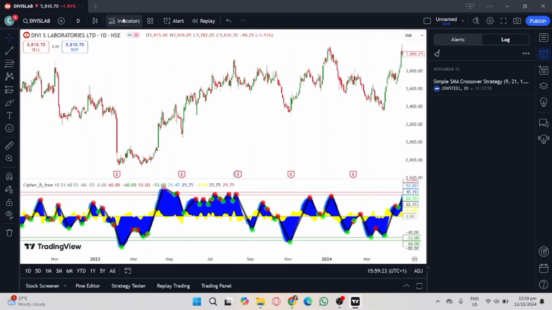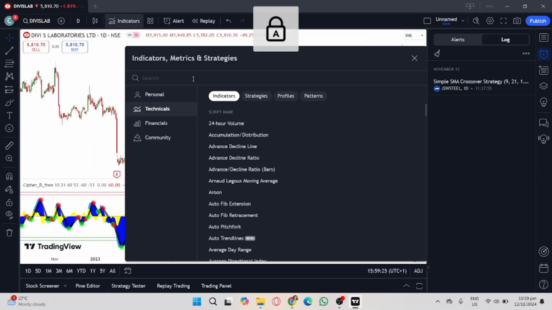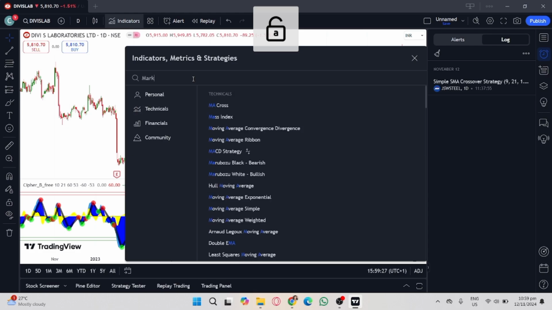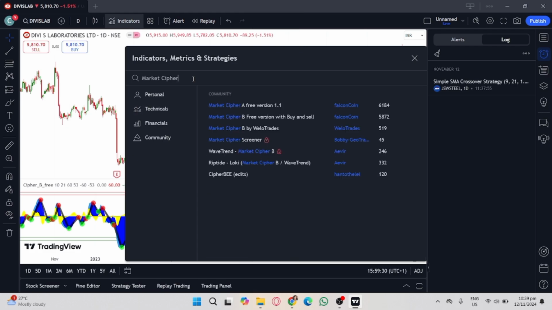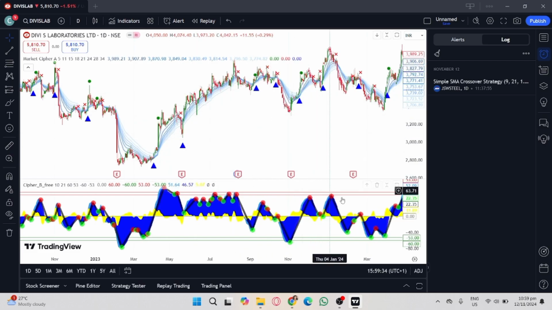So if you want to add the other version, go again to your technicals and then search for Market Cipher and click the A free version 1.1.